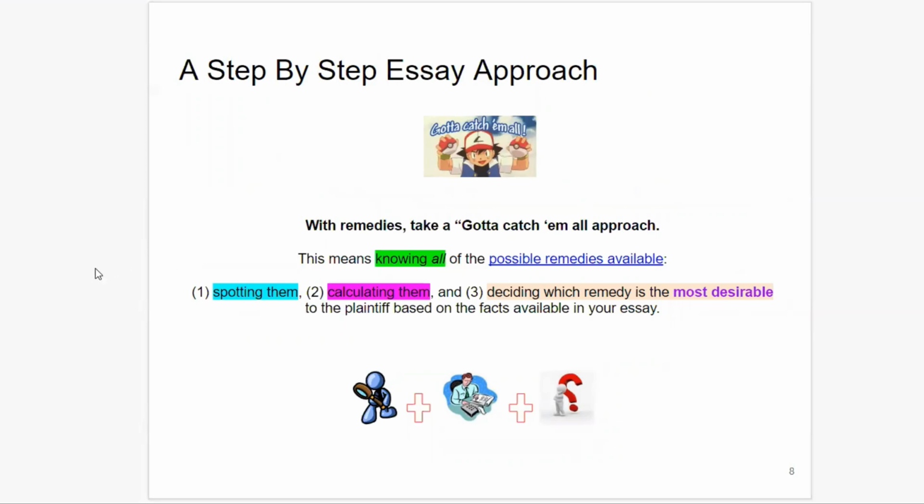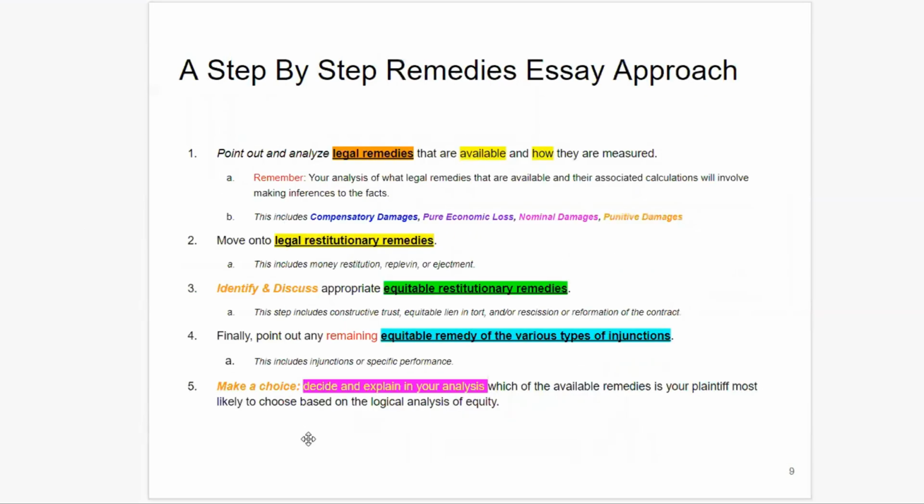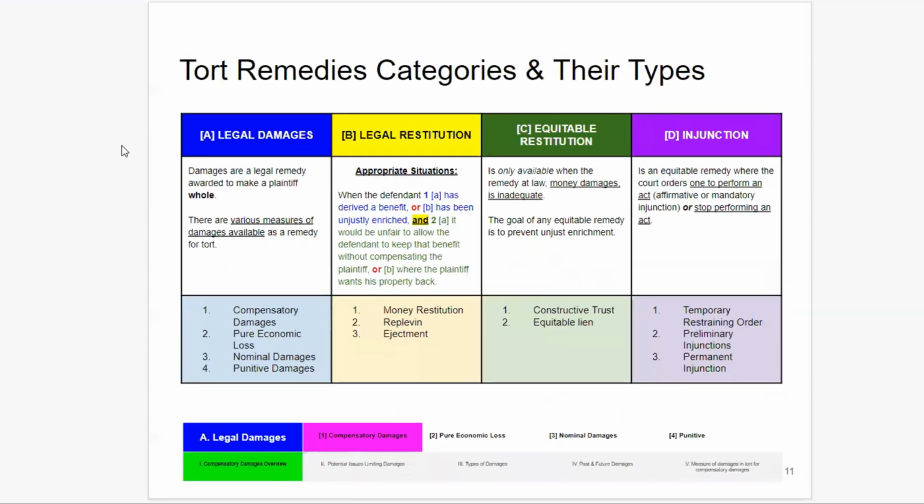So I also include in these outlines my step-by-step essay approach, how to think about it on exam day. So that way you're not going through the, oh my gosh, which one am I looking at? We're going to turn you into an essay writing robot. But first we're going to do it by creating experience. So here's an example of tort remedies and categories of their types. I break them down by areas, by color, and by numbers. So that way you can see them for yourself.